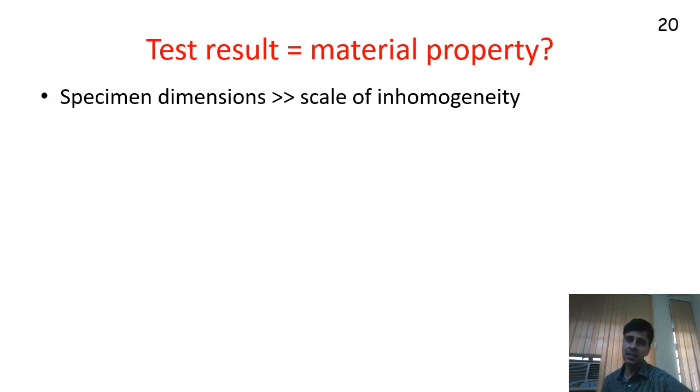So is test result equal to material property? Test result is usually not equal to material property because of various problems. Test result and material property can be different if your specimen dimension is very small. As a rule of thumb, your specimen dimension should be much bigger than your scale of inhomogeneity. If my carbon fiber is 50 microns thick, my specimen cannot be 100 microns thick. It has to be 100 times some big number.